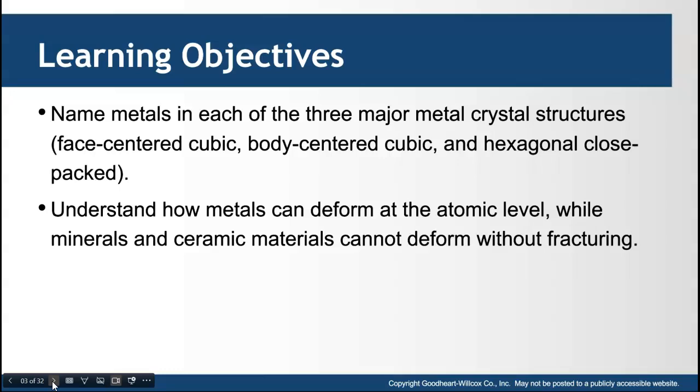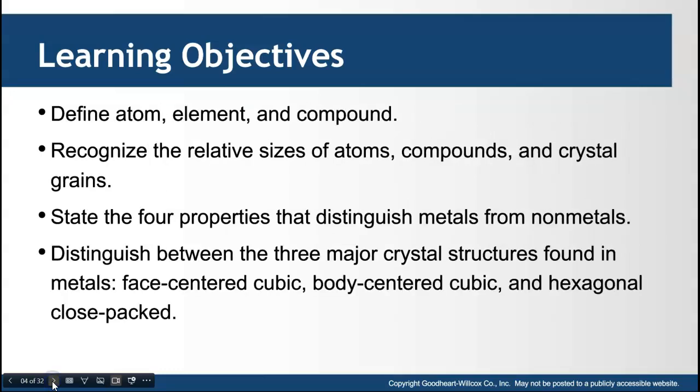We're going to understand how these metals can deform at the atomic level, while minerals and ceramic materials cannot deform without fracturing. So we're going to define the atom, the element, and the compound. We're going to recognize the relative size of atoms, compounds, and crystal grains. We're going to state four properties that distinguish metals from nonmetals. We're going to distinguish between the three major crystal structures found in metals. Again, going back to that face-centered cubic, body-centered cubic, and hexagonal close packed.